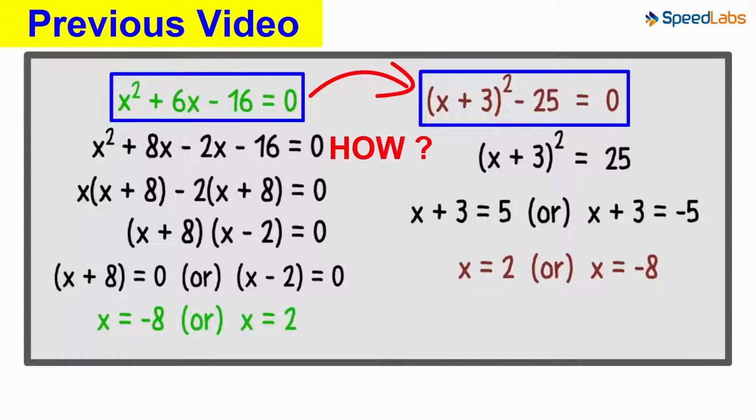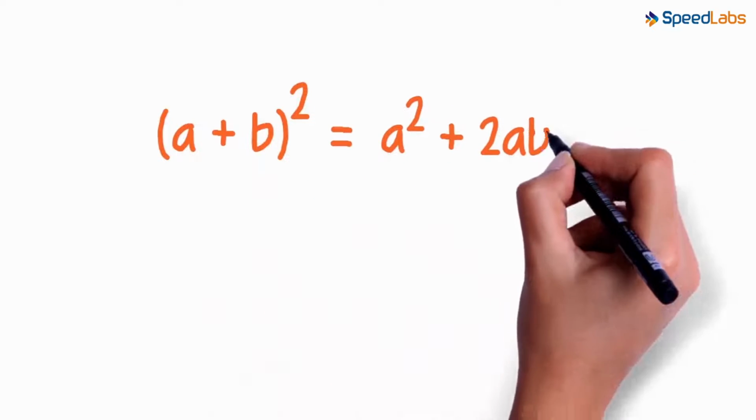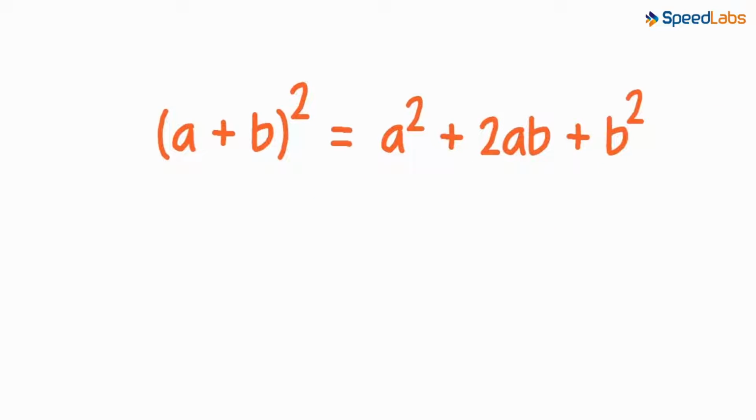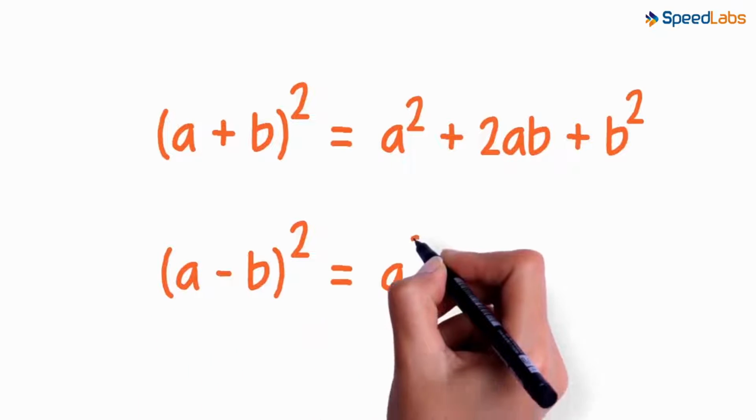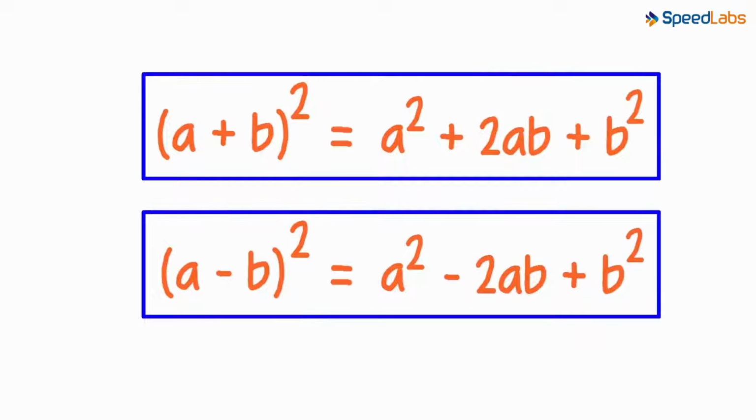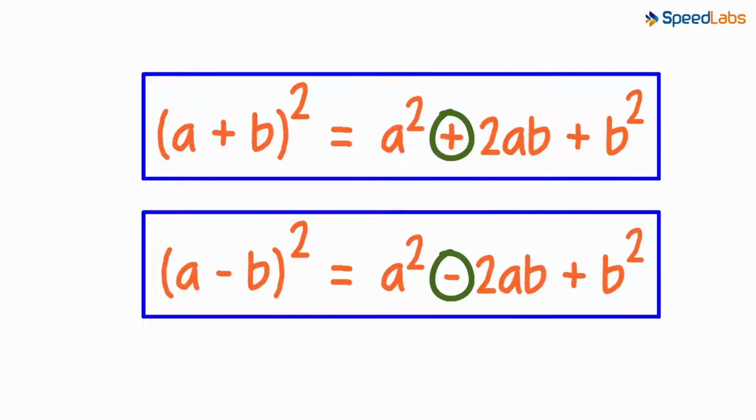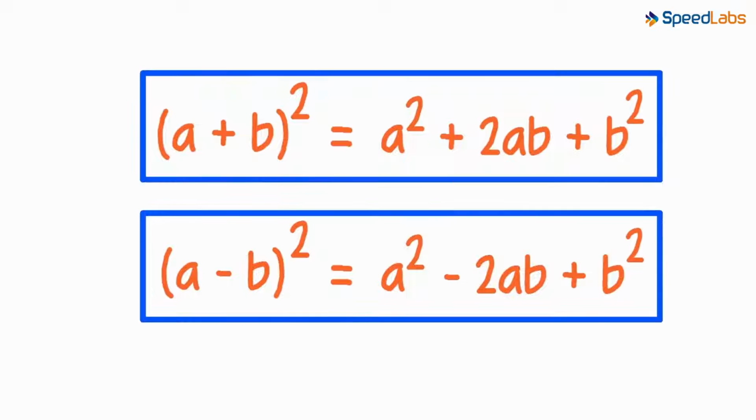Before we begin with this lesson, you need to know two identities really well. First, a plus b the whole squared equals a squared plus 2ab plus b squared. And second, a minus b the whole squared equals a squared minus 2ab plus b squared. In both cases, we have 2 times a times b as the middle term. The only difference is the sign of the middle term. Here it's positive and here it's negative. Once you're sure about these two identities, you will find completing the square method really simple.